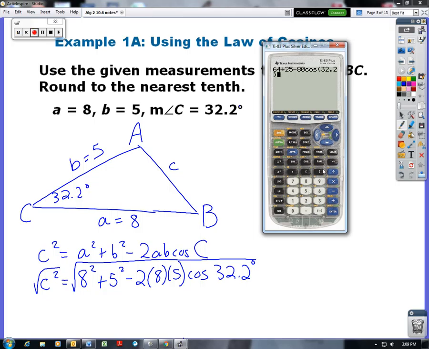I highly recommend typing that all in. If you don't want to write 80 there, you can do 2 times 8 times 5. That's perfectly fine. Either way, you type it in. When you hit enter, you should get 21.3.